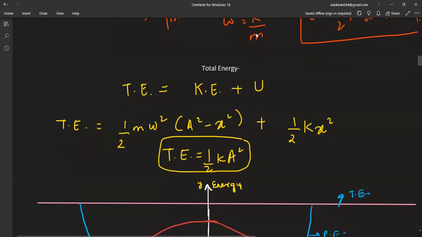Write it down first. Ma'am, in the equation, m omega square is taken as k. Yes, m omega square is taken as k. Okay. Omega's formula is this only.